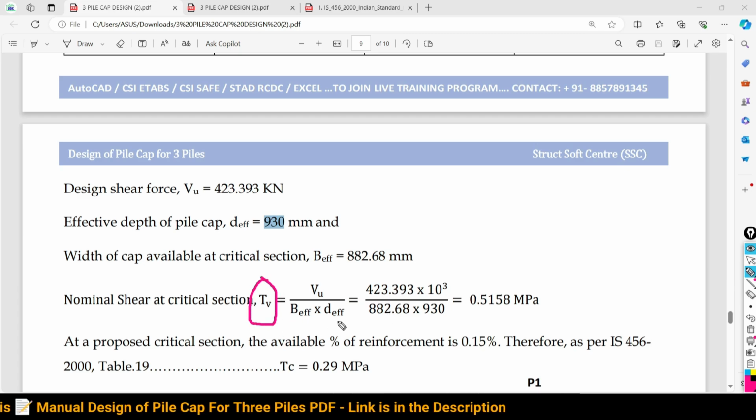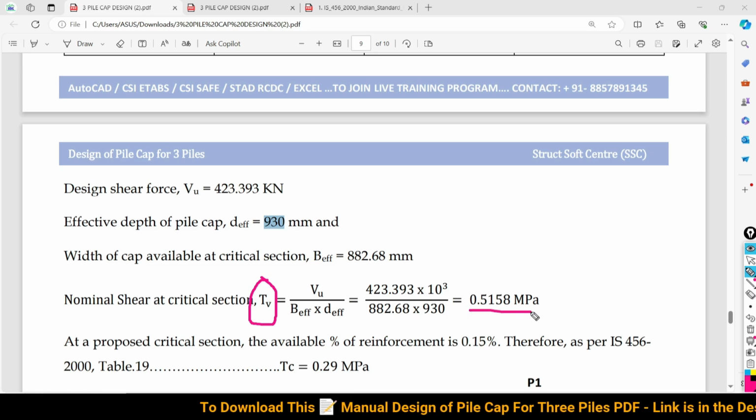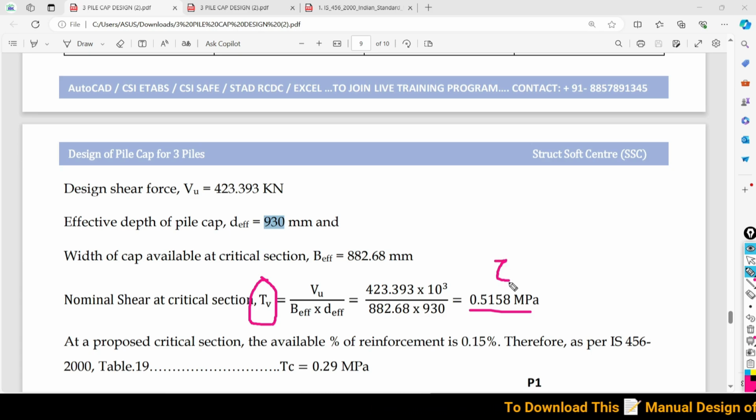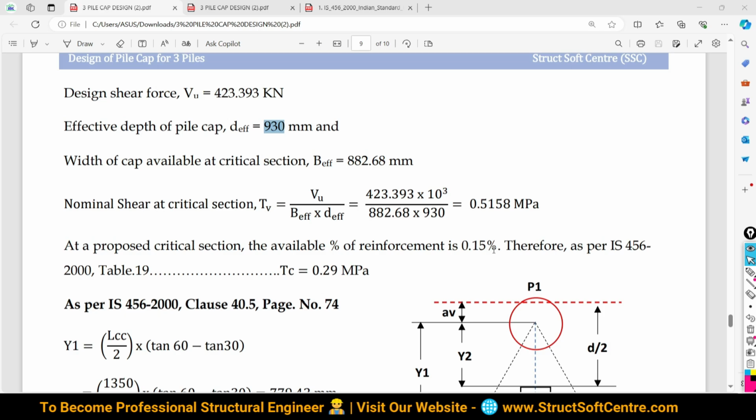So Vu divided by B into D. We are getting 0.5158 MPa, meaning Newton per mm square. This is the nominal shear. Due to the action of the loading and available section size, this much shear is going to be developed as a one-way shear. Now next, at the proposed critical section, the available percentage of reinforcement in the perpendicular direction is 0.15%.